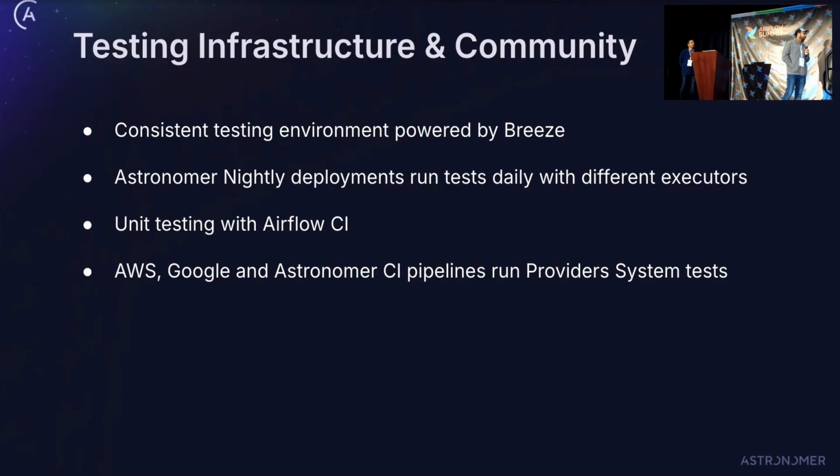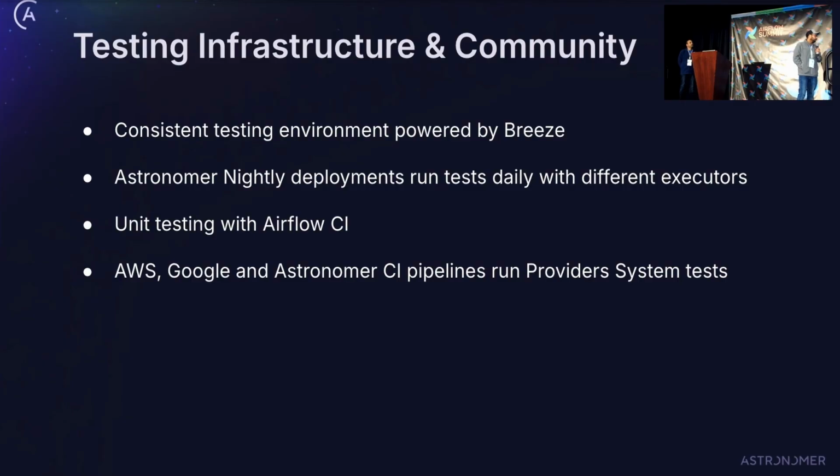This utility. Then what I discussed around the nightly integration build. We had Astronomer infrastructure in which we run our different nightly deployments with different executors, let it be Celery and Kubernetes, which helped us catch issues early. Unit testing with the Airflow CLI. We were constantly adding more things in CI, which was helping us catch these issues.